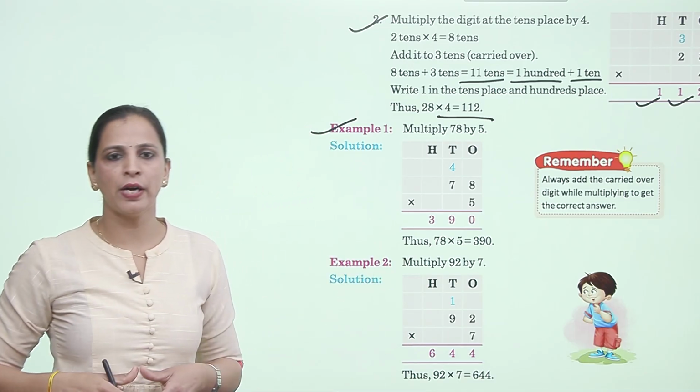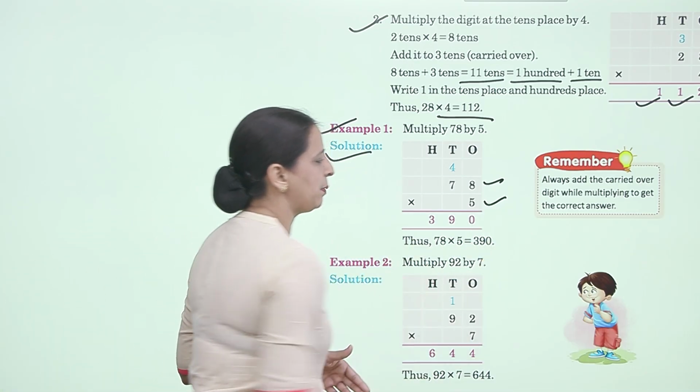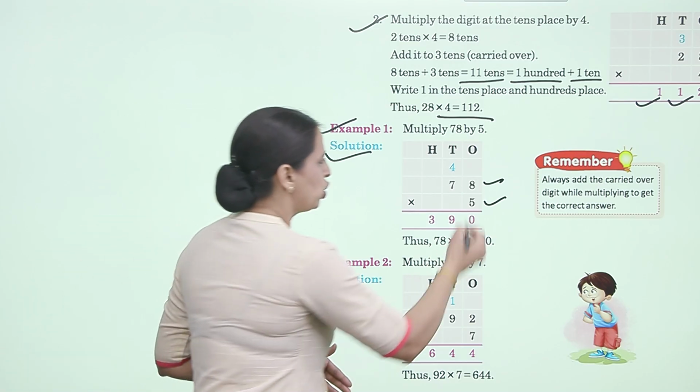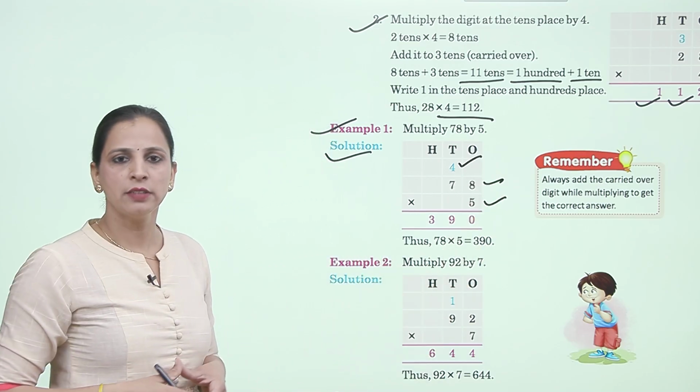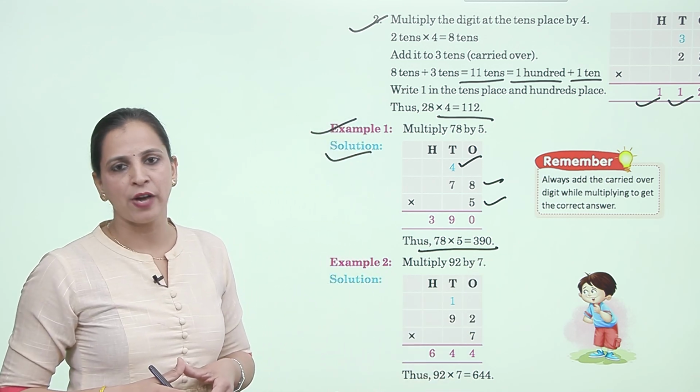Now example 1. Multiply 78 by 5. Solution करते हैं. 78 multiplied by 5. 5 8s are 40. 0, 4 carry. 5 7s are 35 plus 4 is 39. So 78 multiplied by 5 is 390.